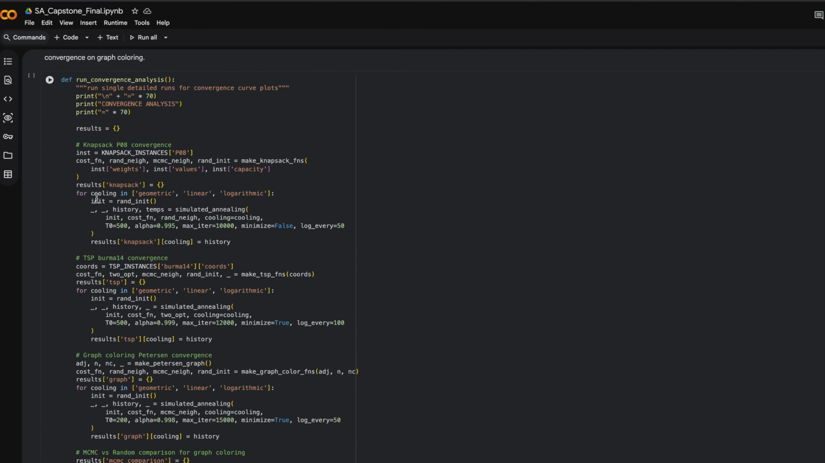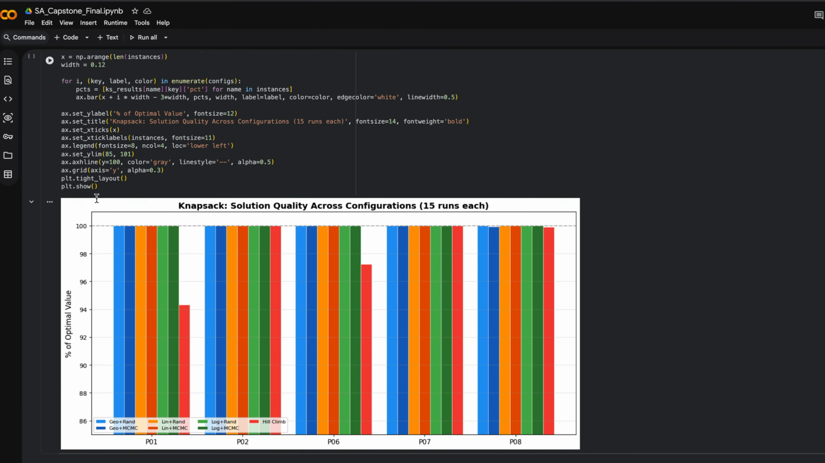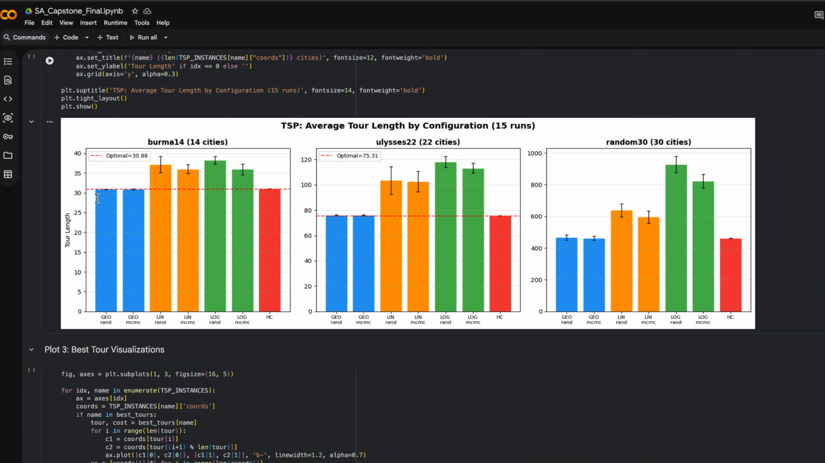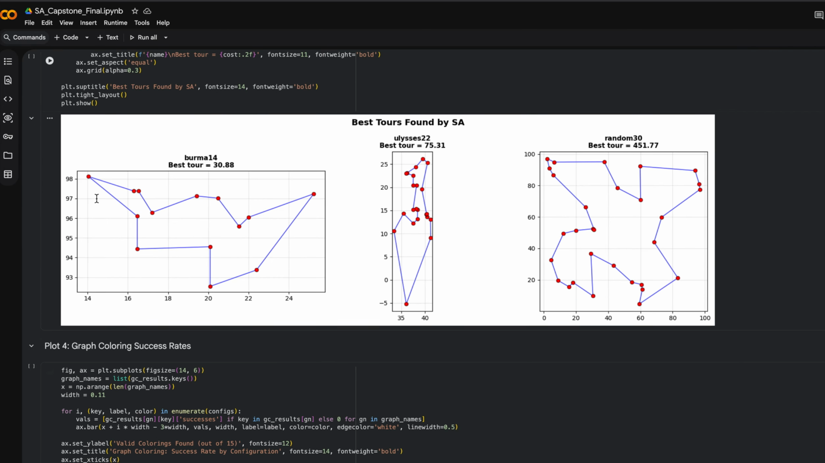So let's just see the TSP chart over here. Yeah. So the blue geometric bars are right at the red optimal line. Green log bars are way taller, especially on Ulysses 22 and random 30, where log averages 927 versus geometric at 466. Yep, makes sense. Cool. Now I'm just going to do a small tour visualization as well.